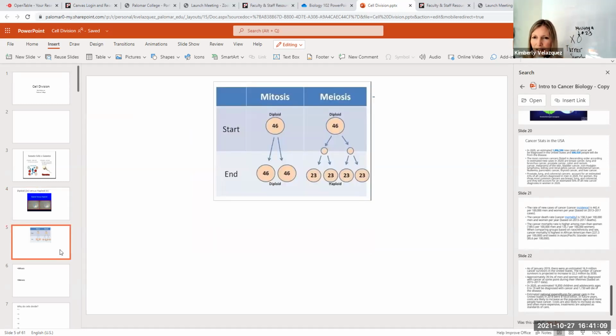The goal of mitosis is to start with a cell that has the diploid number and end up with 2 genetically identical diploid cells. The goal of meiosis is to start with a diploid cell, but end up with 4 haploid cells. And those 4 haploid cells are all genetically different from each other.